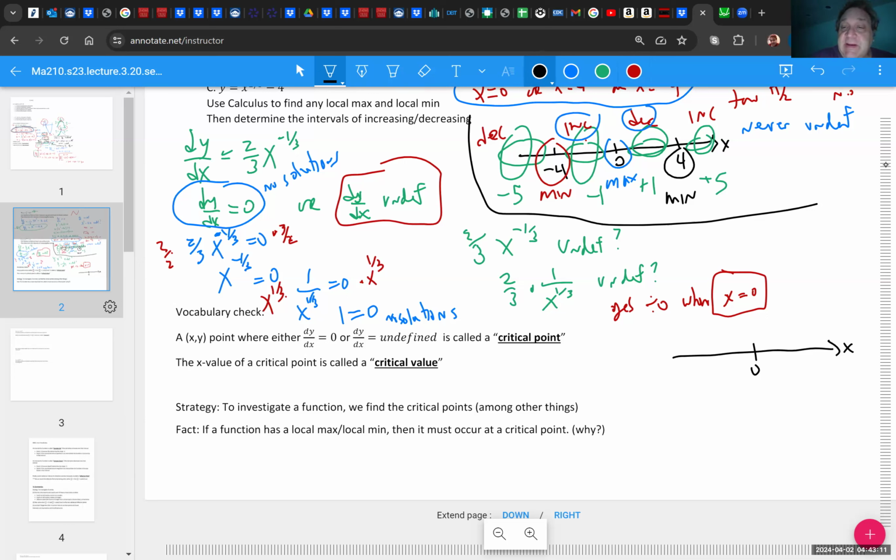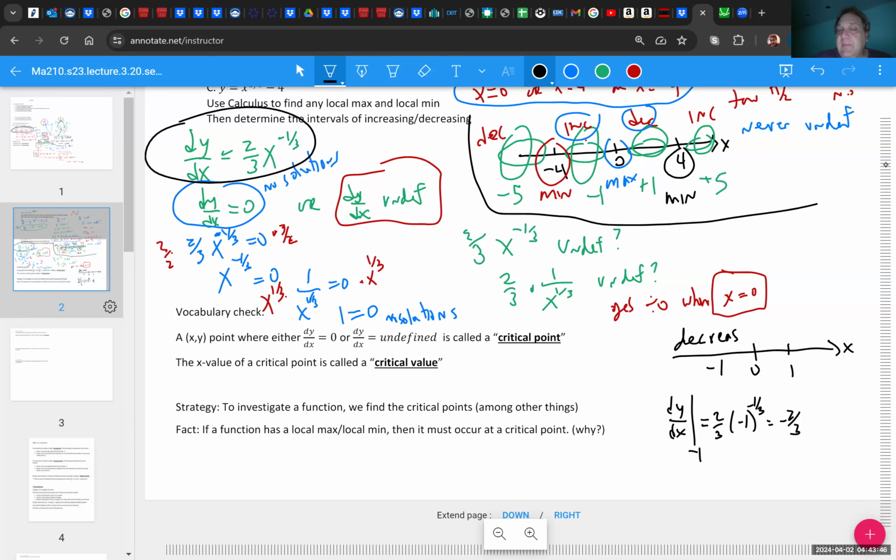So we can investigate something like -1 or +1 or any other number you choose, and figure out whether it's increasing or decreasing. So how do you determine increasing and decreasing? Use the derivative. So you take the derivative, you plug in -1, the derivative equation's over here. So this is 2/3 times -1 to the -1/3. -1 to the -1/3 is -1. So we get -2/3, and this is a negative derivative. So this is decreasing over here on the left-hand side.